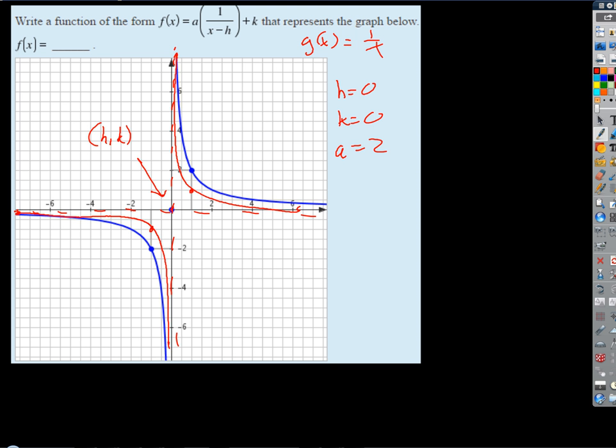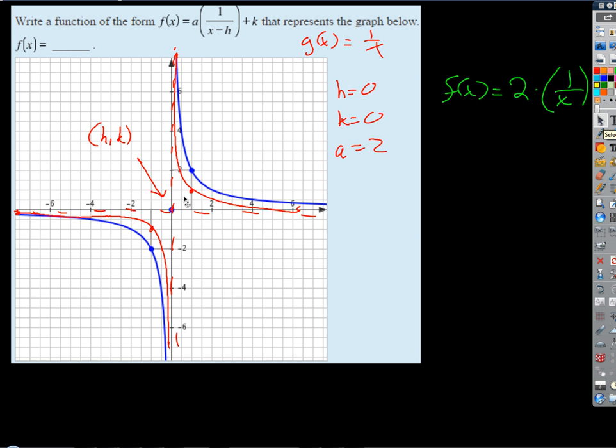And then what do we end up getting? We end up getting f of x equals a, which is 2, times 1 over x minus 0 plus 0. So that's it. It's just 2 times 1 over x. All we did was stretch vertically. Nothing else, because that point, we didn't drag.